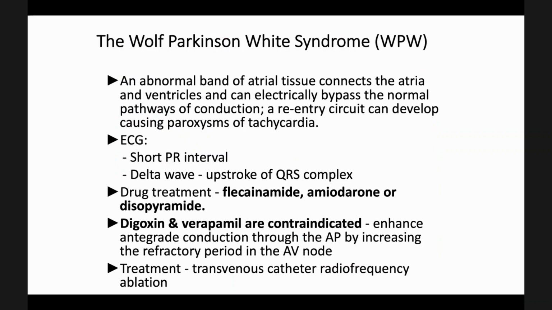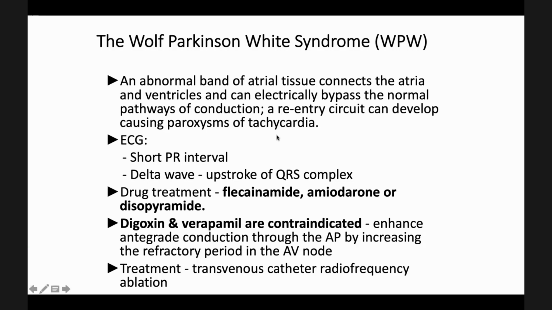There's a condition called WPW syndrome, because there's an abnormal band of atrial tissue connecting the atria to the ventricle. So it bypasses the normal pathway, and because of that they can get paroxysmal tachycardia. Sometimes they can go into atrial fibrillation, and if you use the incorrect medications, they can go even into ventricular tachycardia.